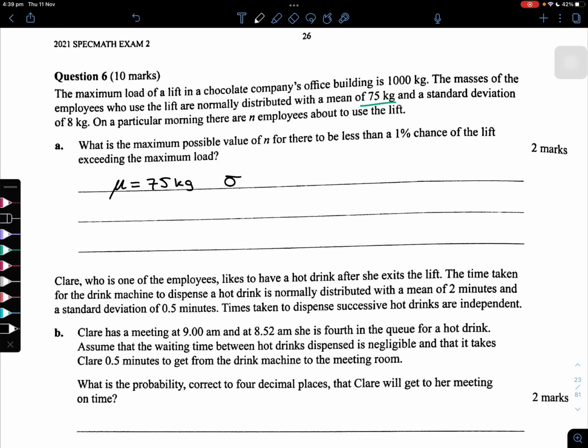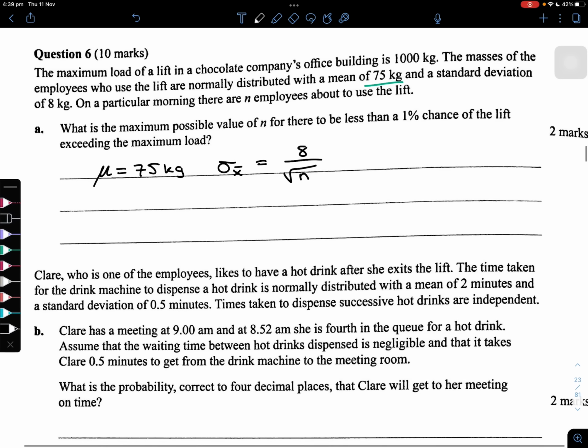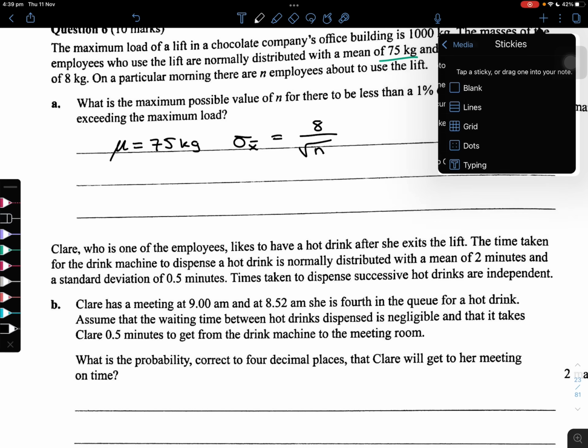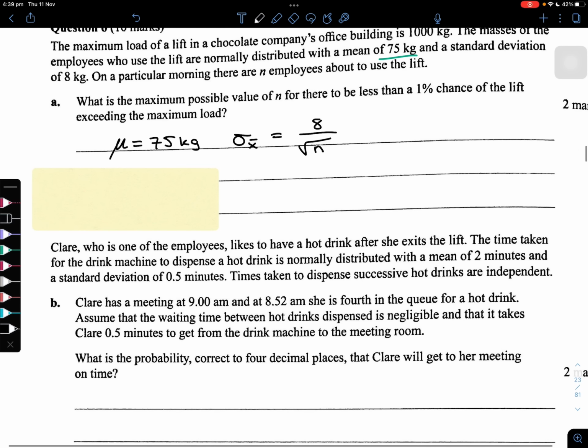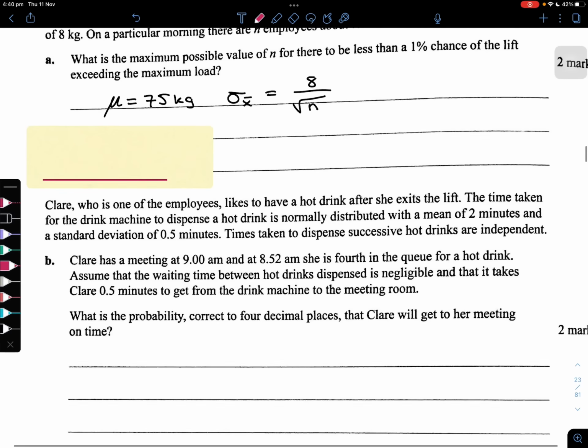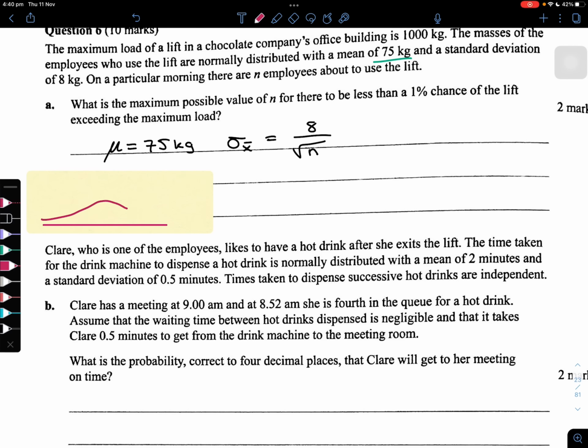So from this, we can tell that the mean is 75 kg. Our standard deviation is going to be the standard deviation for the population over root our sample size. What I would do is input this just so we can draw a normal distribution. For these questions, drawing a normal distribution is always helpful. So let's go with our axis here. Draw that a bit better. Something like that. Okay, our mean is 75.